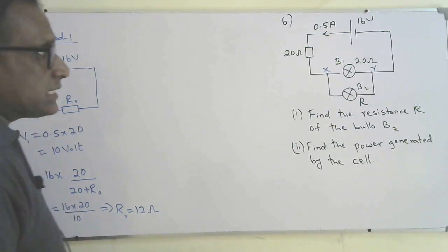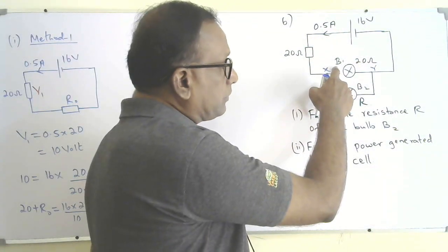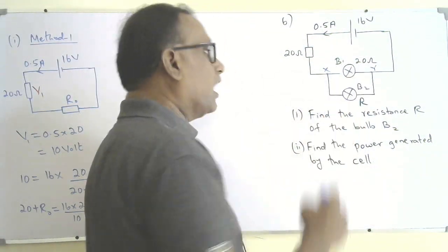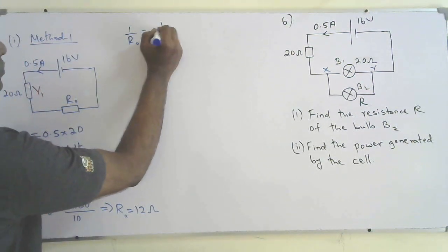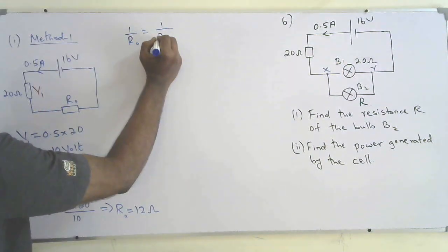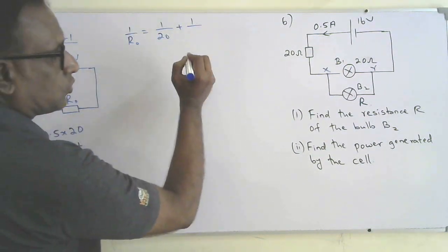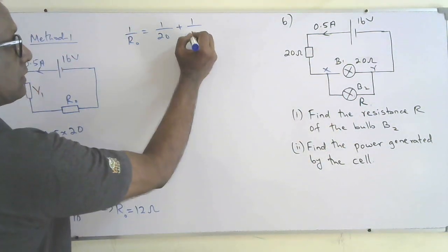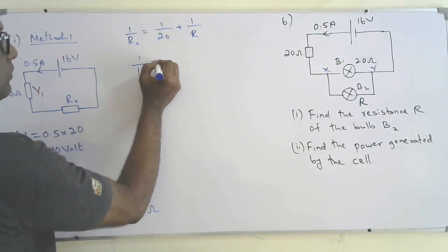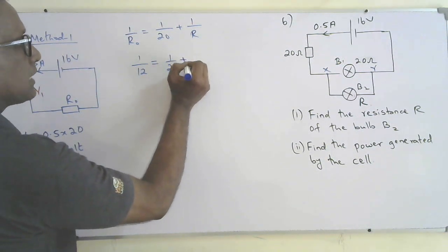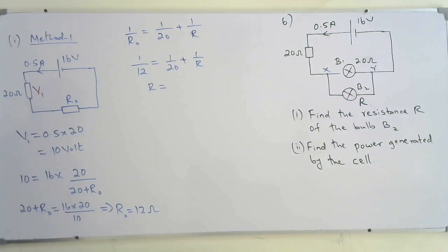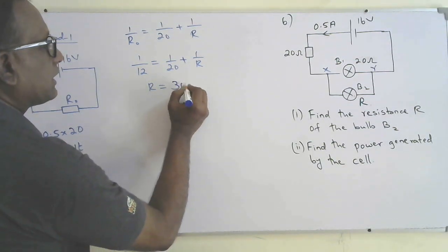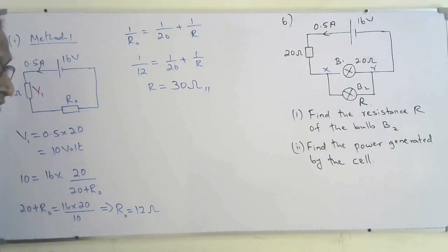So I know R naught is the equivalent of this bulb, 20 ohms, and R. So 1 over R naught is equal to 1 over 20 plus 1 over R. R is the question. So 1 over 12 equals 1 over 20 plus 1 over R. Solve it and find R. So R will be 30 ohms. That's the answer for the first part.